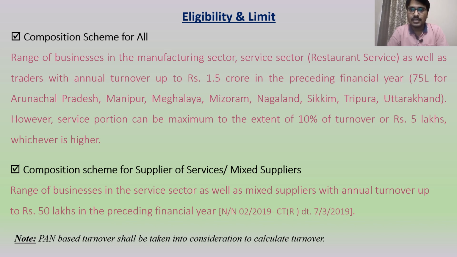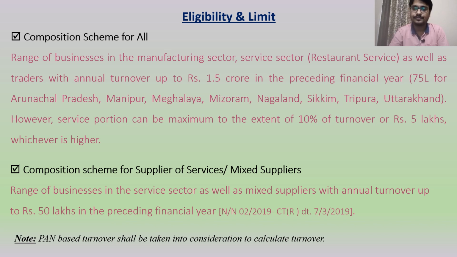So, this scheme is generally for manufacturers and traders. However, sometimes they also happen to supply certain services. As this composition scheme was not available for service providers, these manufacturers and traders were not able to avail the benefit of this composition scheme. Hence, the CBIC came up with certain relaxations for these manufacturers and traders, and hence these manufacturers and traders now can also provide service, however only to the extent of 10% of their turnover or Rs 5 lakhs, whichever is higher.